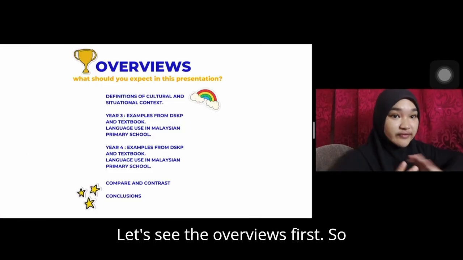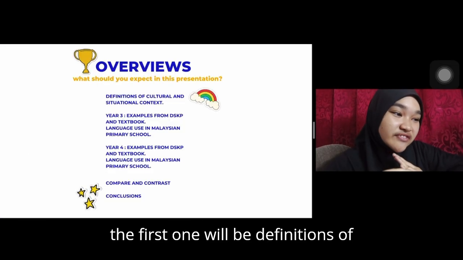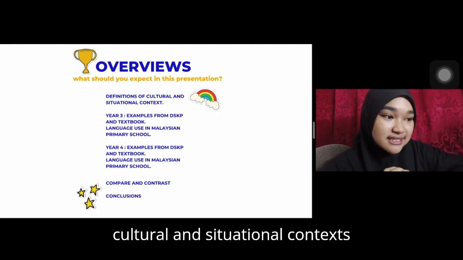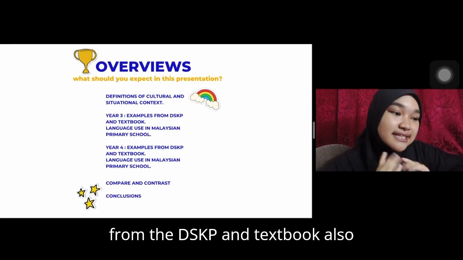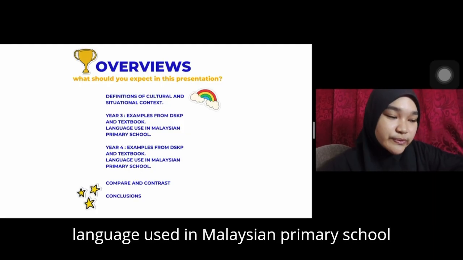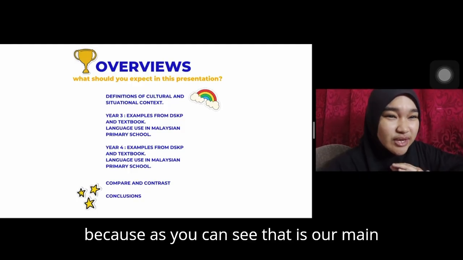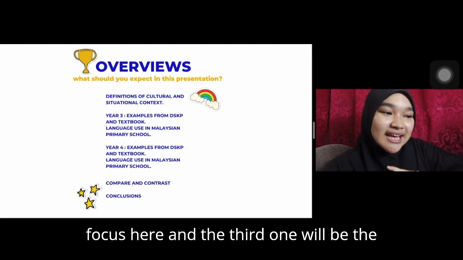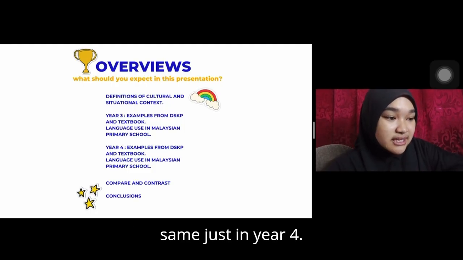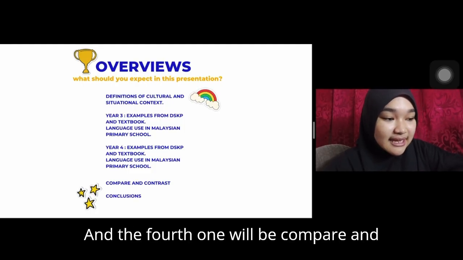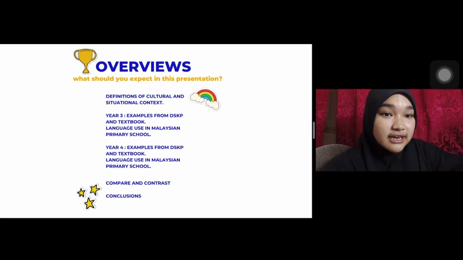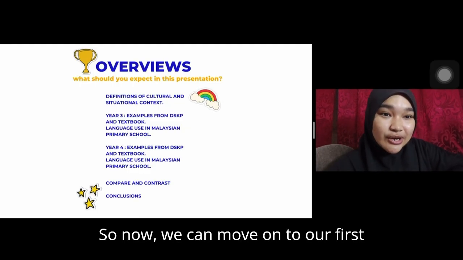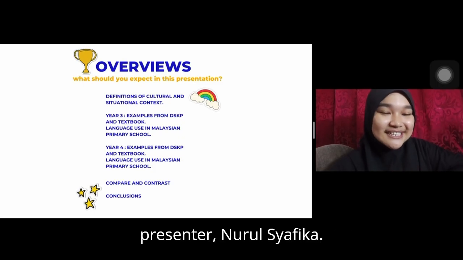Let's see the overviews first. So the first one will be definitions of cultural and situational context. And the second one is Year 3, examples from the SKP and textbook. Also, language use in Malaysian primary school, because as you can see, that is our main focus here. And the third one will be the same, just it's in Year 4. And the fourth one will be compare and contrast between Year 3 and Year 4. And the last one will be conclusions. So now we can move on to our first presenter, Syafika.